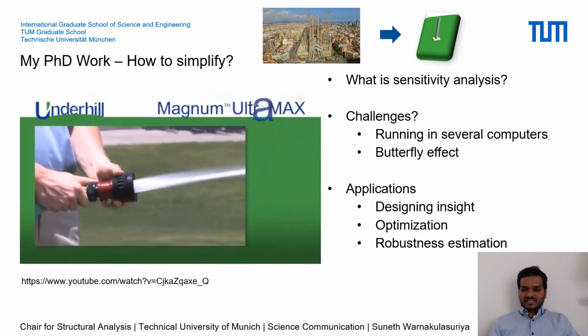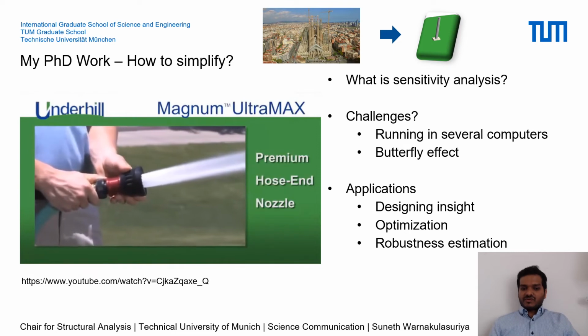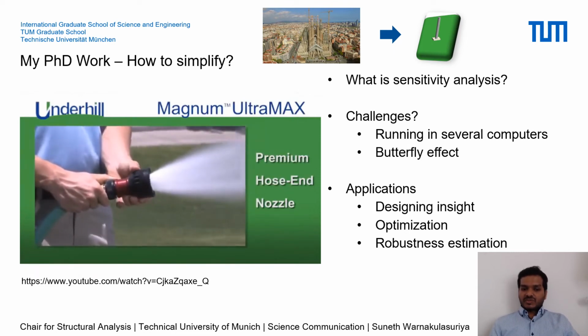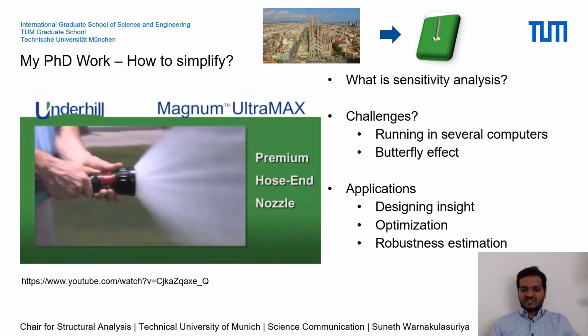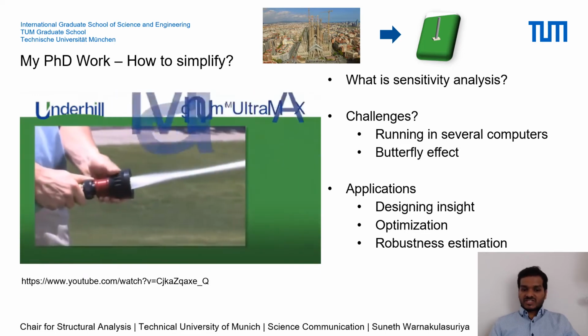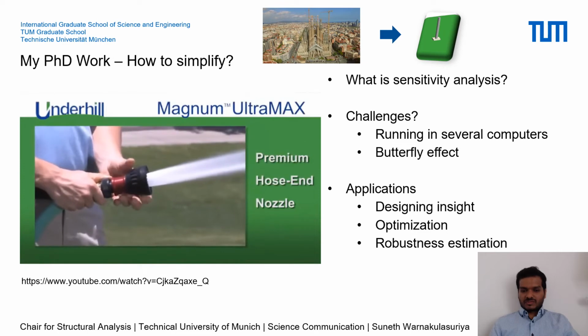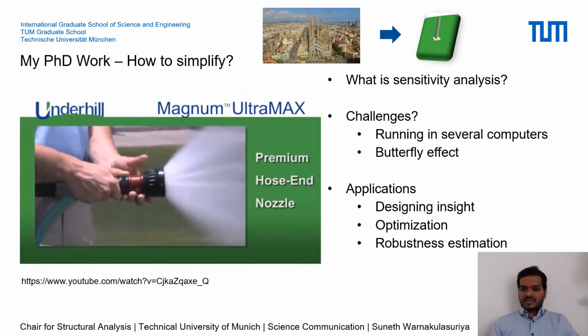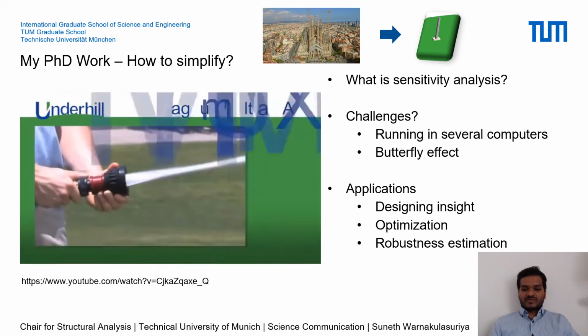The other one is robustness estimation. If you want to have the same flow pattern for small changes, you can actually calculate the robustness of this one. So this is not robust, actually, it changes a lot when you rotate it. But sometimes you need robustness also. So these three applications can be done when you have sensitivity information about whatever you want to calculate.